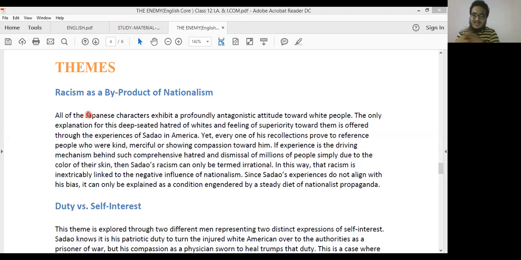Okay, antagonistic. Protagonist, antagonist. Protagonist, hero; antagonist, villain. Okay, antagonist, villain, quite synonymous, for easy understanding. I'm just sharing the term villain. So here you can understand, students, what that is: the antagonist towards the white people. The only explanation for this deep-seated hatred.